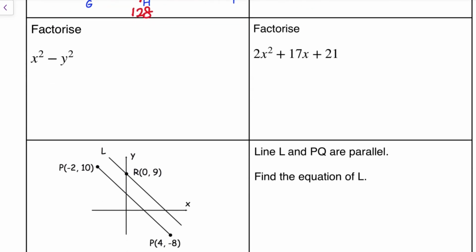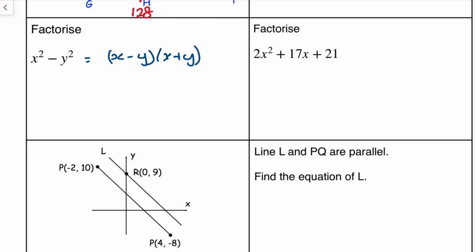Next question. This is just difference of two squares. You know it or you don't, but you do need to get good at spotting it because this comes up a lot. If you do A-level maths, you need to be really on it with this one because it will come up a lot and you will lose marks if you don't see it. Either way, difference of two squares, x minus y, x plus y.